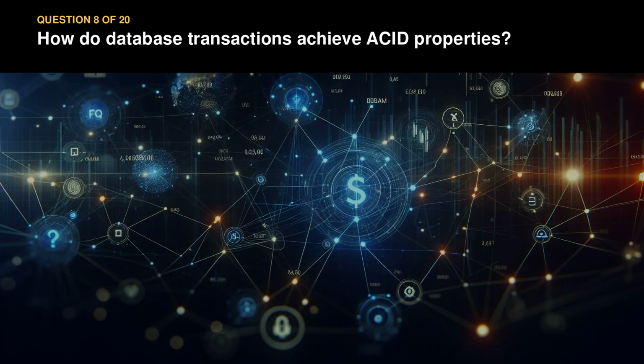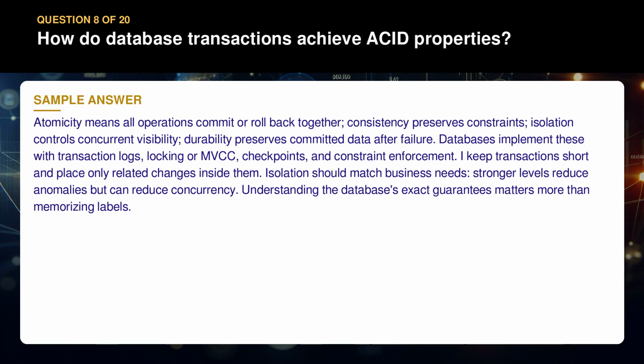Question 8. How do database transactions achieve ACID properties? Atomicity means all operations commit or roll back together, consistency preserves constraints, isolation controls concurrent visibility, durability preserves committed data after failure. Databases implement these with transaction logs, locking or MVCC, checkpoints, and constraint enforcement.